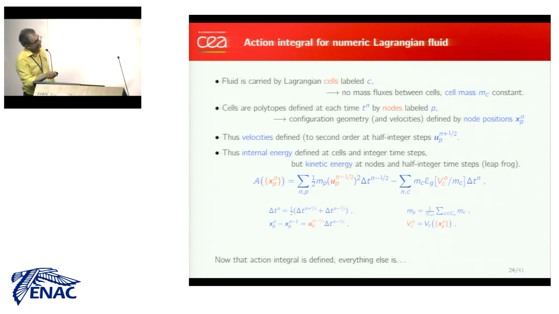So we get this action integral with these definitions for the volumes. The volumes depend on the positions of the nodes, and the masses on the nodes are just the masses of the cells that have been redistributed in a conservative way. Now that the action integral is defined, everything else is a mere technicality.